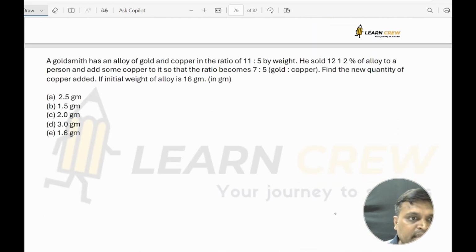Next. A goldsmith has an alloy of gold and copper in the ratio 11 is to 5. So what happened now? He sold 12.5% of the alloy, so 1 by 8 of the alloy is taken out. Initially 11 parts is gold and 5 parts is copper. When 1 by 8 of the alloy is taken, in the same ratio you will lose gold and copper. So from 11 you will lose 12.5, means 1 by 8. So 11 into 1 by 8, in 5 also 1 by 8.